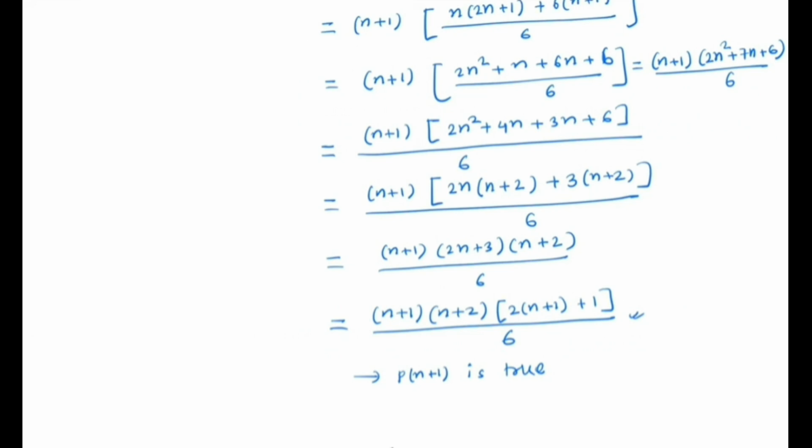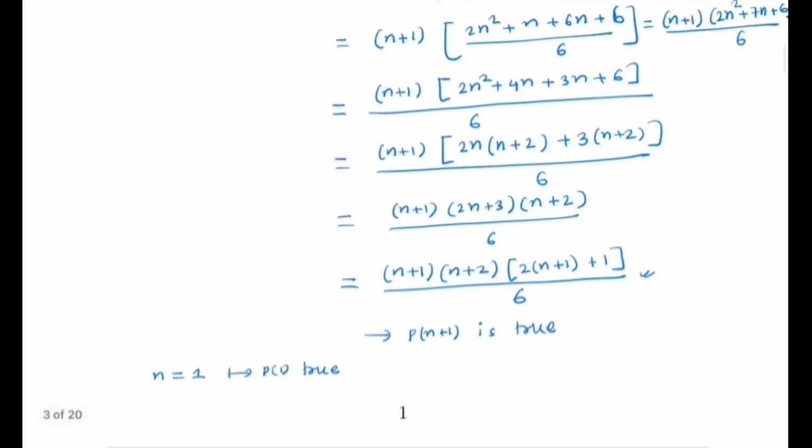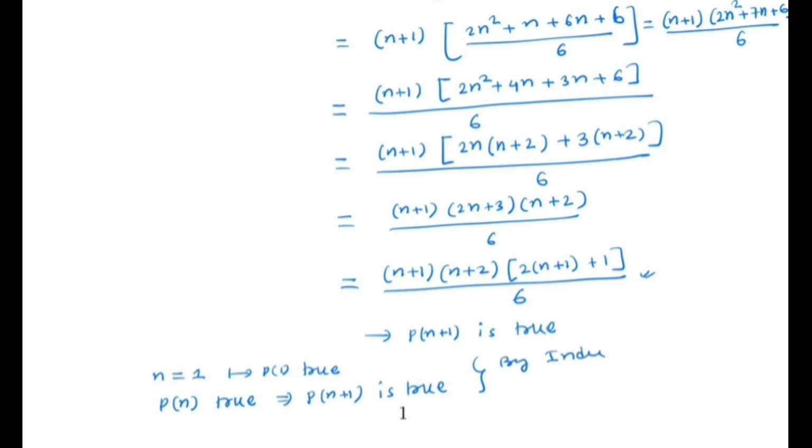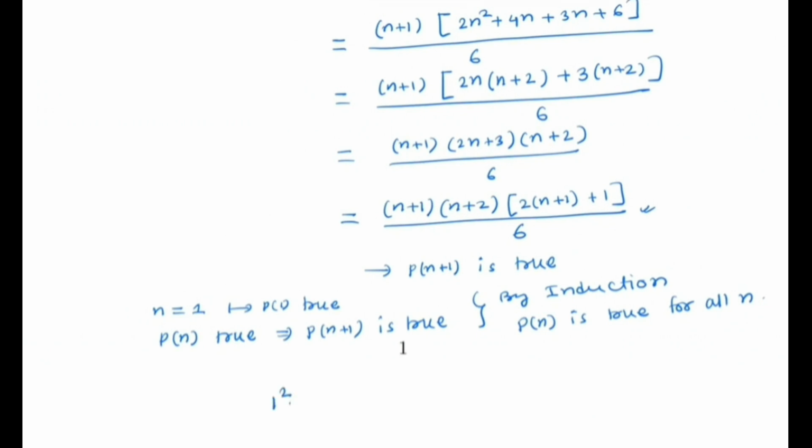So we get for n equal to 1, it is true. And if we assume Pn is true, then that will imply P of n plus 1 is true. So then, by mathematical induction, we can say that Pn is true for all n. Hence, we get 1 square plus 2 square up to n square is n into n plus 1 into 2n plus 1 by 6.